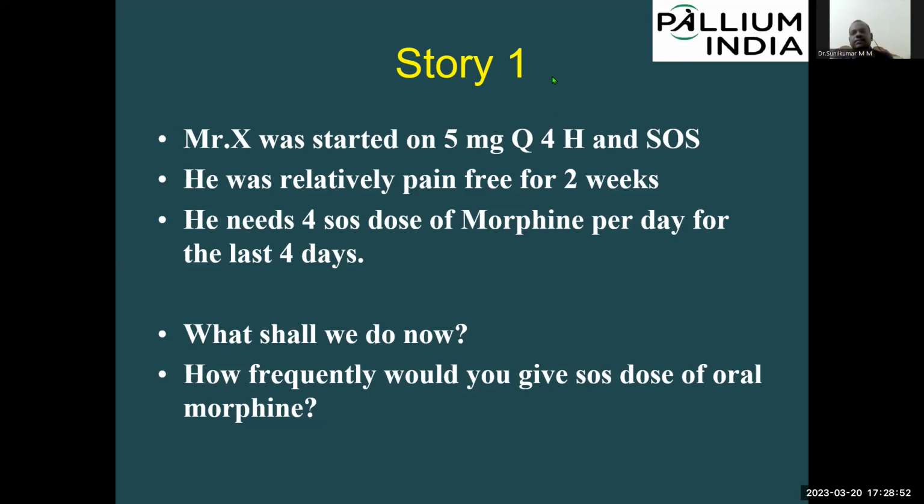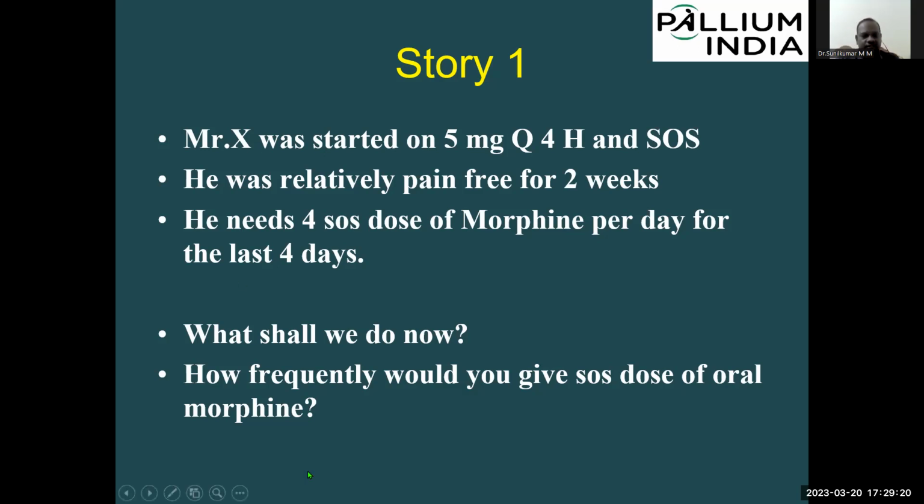Okay, this patient's pain is all around the neck, which was sharp and continuous in nature. That means most probably it's somatic pain, not neuropathic pain. So opioids would be the better choice here. So he needed 4 SOS doses. What are we going to do for this patient?